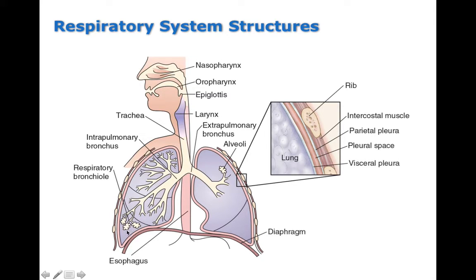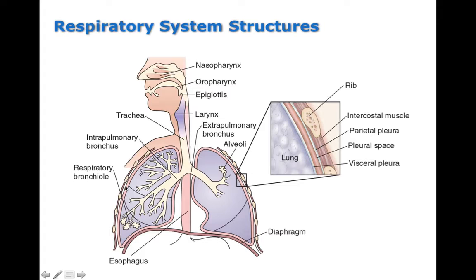And then we have the respiratory zone, which includes your alveoli and your respiratory bronchioles, as well as alveolar ducts. It's these microscopic structures where gas exchange, or respiration, occurs. And it's because these structures are so thin that diffusion can occur across their membranes rapidly.